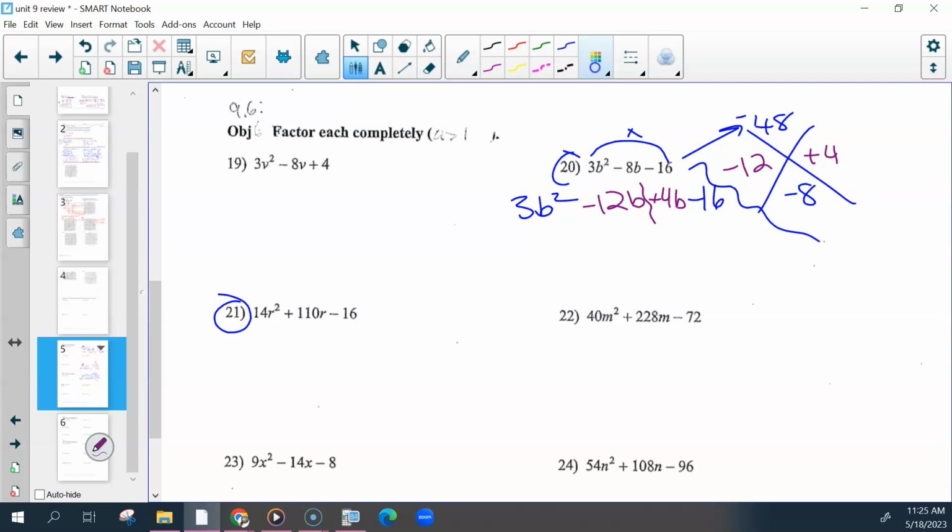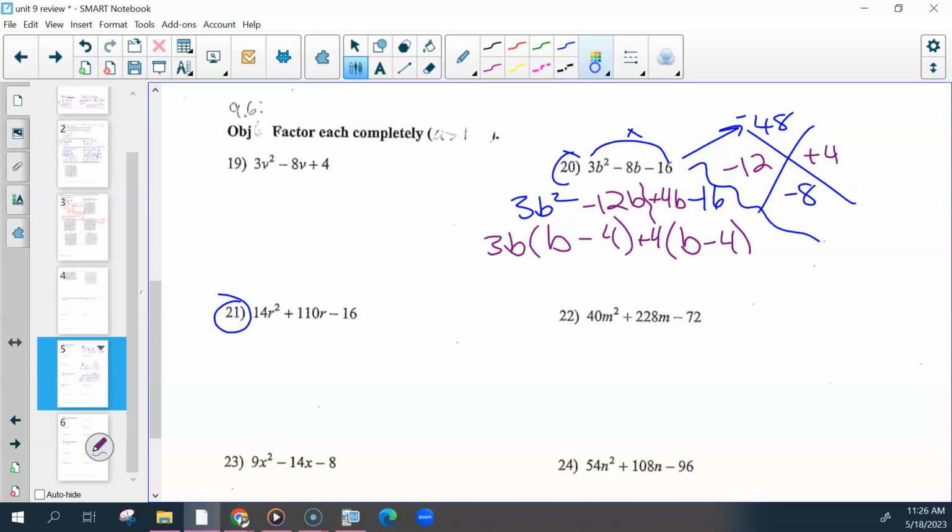and look for what these 2 have in common. What could we divide out of both of those? 3 and B. Which will leave us with B minus 4. What could we divide out of these last 2? 4. Positive 4. So if we divided that out of both, that would leave us with B minus 4.